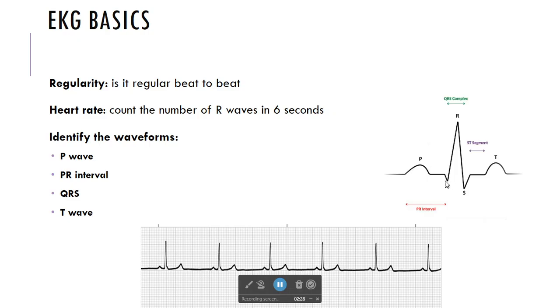Now, some rhythms don't have this little Q, and that's okay. And then we're going to look at our T wave, which follows the QRS. They're usually bigger than a P wave, so that's how you identify them. And we'll also talk about this little ST segment, which should be at the isoelectric line.